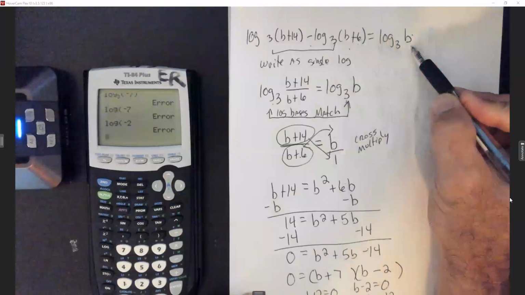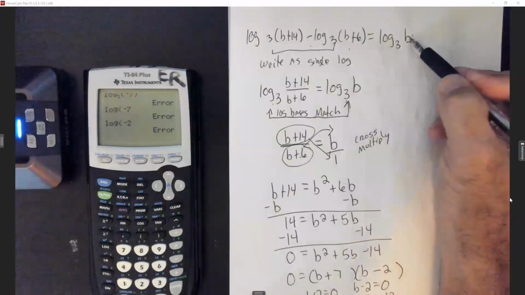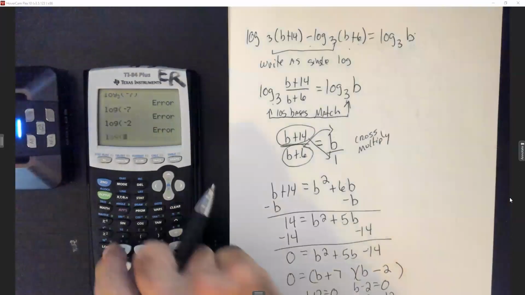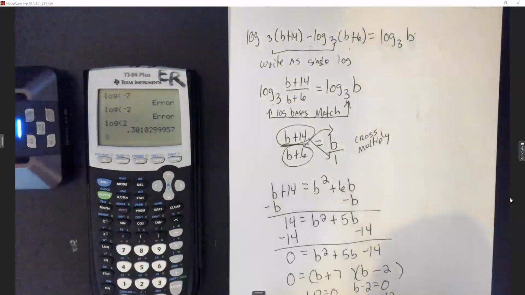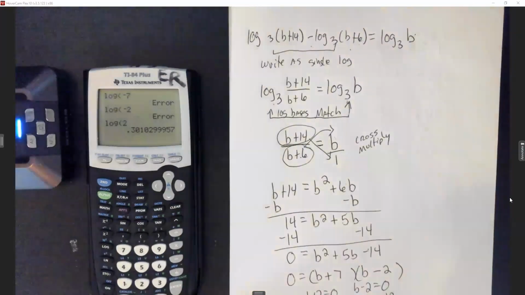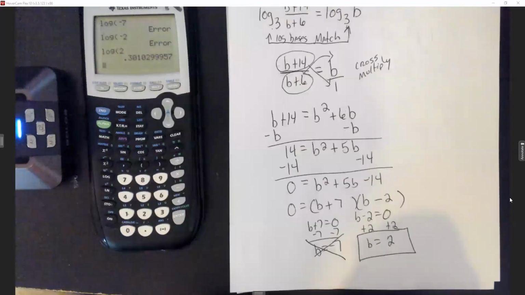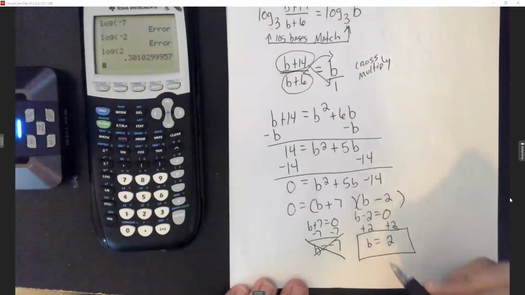So 2, you can take the log of a 2, right? Log of 2, it'll take it and give me a decimal. So you cannot take the negative answer on that one, and the only answer is 2. So what you need to do is cross out that negative 7 and only put in that positive answer, okay?